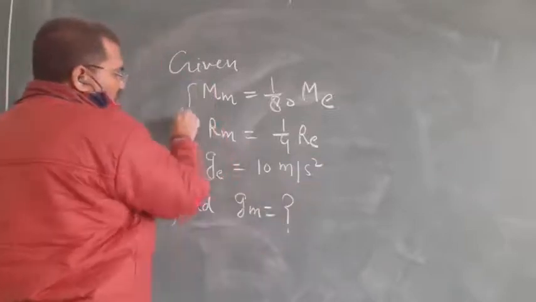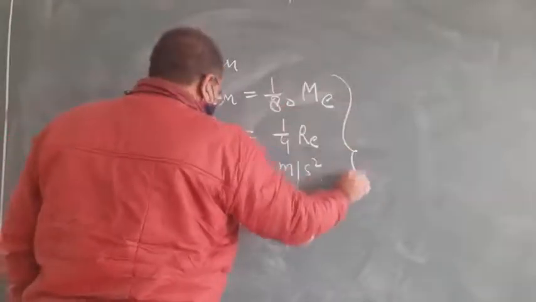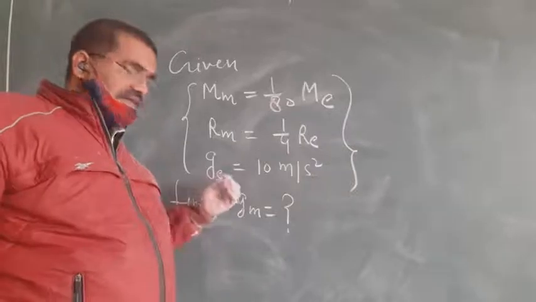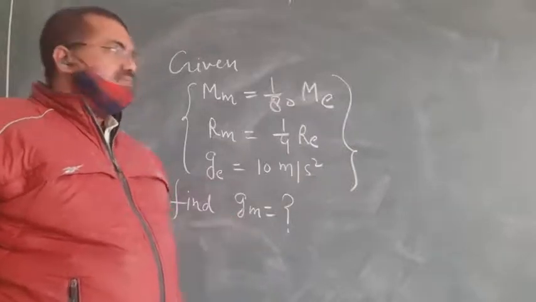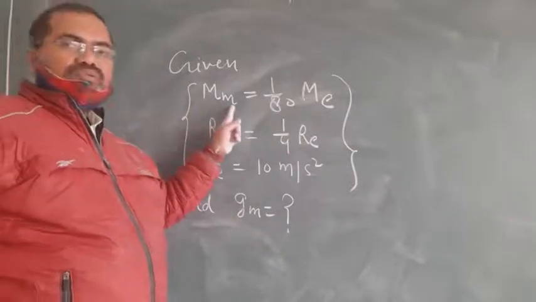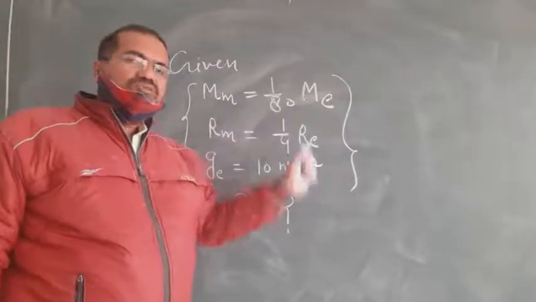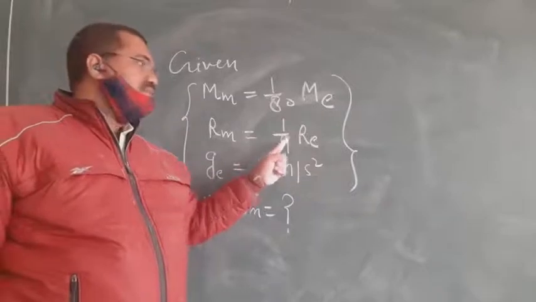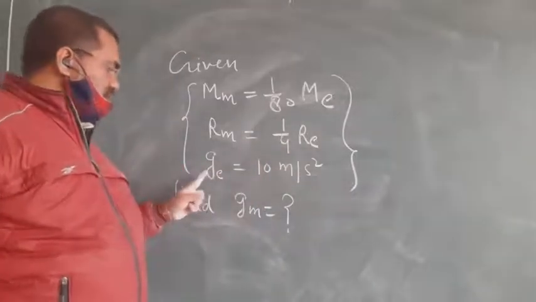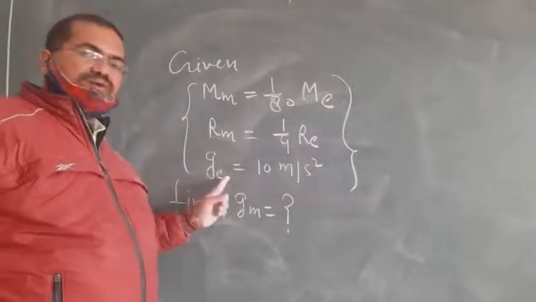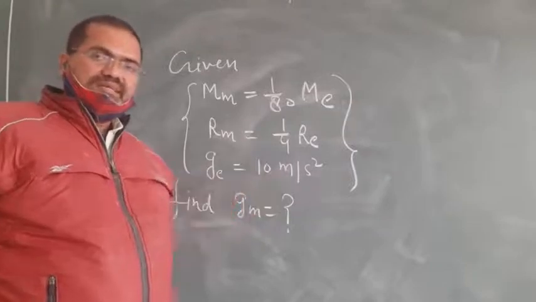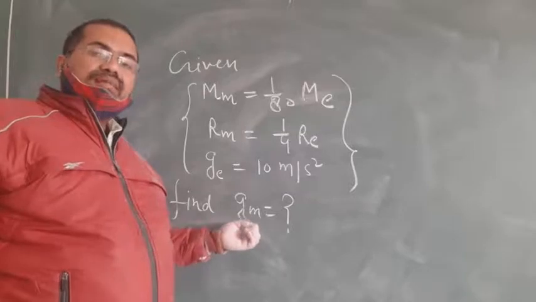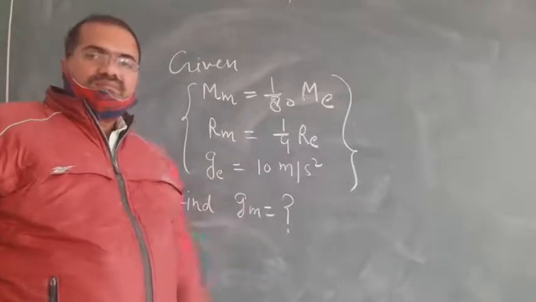This is the relation which is given, and you have to find gravity, that is, acceleration due to gravity on Moon. Mass of Moon is 1 by 80 times mass of Earth. Radius of Moon is 1 by 4 times radius of Earth. Acceleration due to gravity of Earth is 10 meter per second square. You have to find acceleration due to gravity at Moon. So solve it.